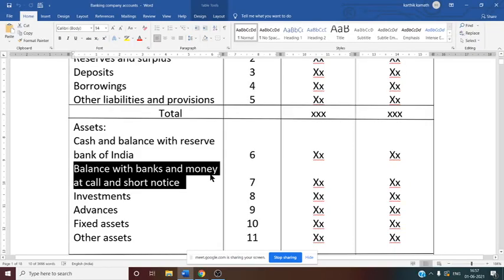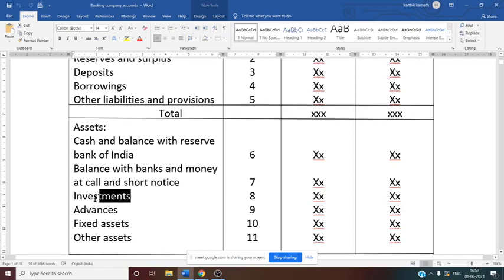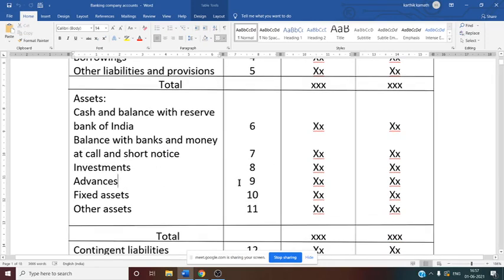Then comes investment. Now investment is schedule number 8. Investments can be made by the banks in shares, in debentures, in bonds, in government securities, in other approved securities, and all other investment in subsidiaries also can be done by the bank. So all this information you can enter under investment. So that is very clear now. Investment is point number 8.